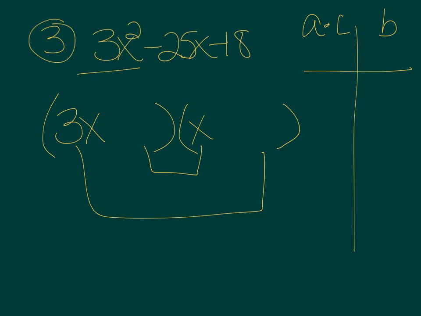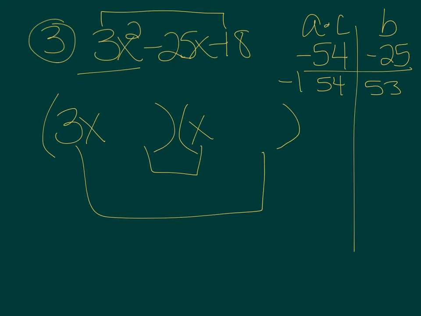All right, so a times c. I'm going to take 3 times negative 18, and I get negative 54. Now I want it to add up to negative 25. So again, I'm going to start with 1s. I like to start simple, and I like to go in order. So negative 1 and 54. When I multiply them, I get negative 54. When I add them, I get 53.